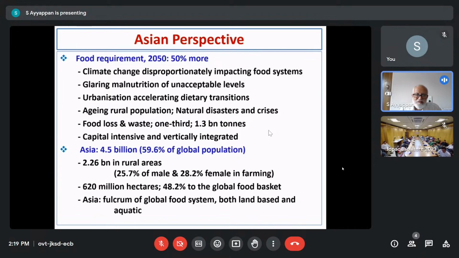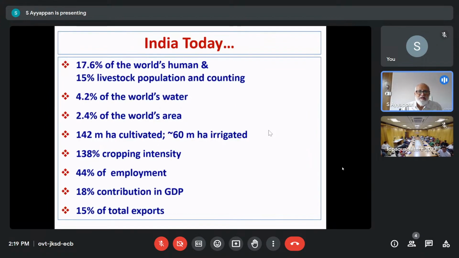Again, one third of the food we produce is getting wasted in different forms in the world and also in this country. Now, when it comes to Asian continent, we are nearly 60% of the global population. And of that, half lives in rural areas. And then when it comes to India, it is just 4% of the global water and 2.5% of global area. But what we are sustaining is 17%, nearly 18% of the human population and 15% of the livestock. Now that is the challenge.